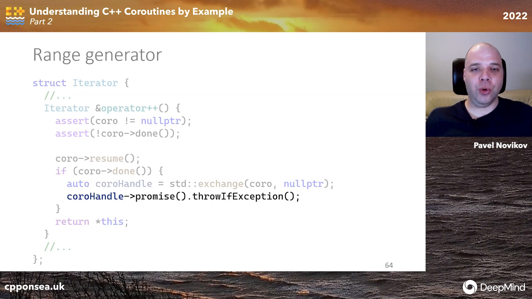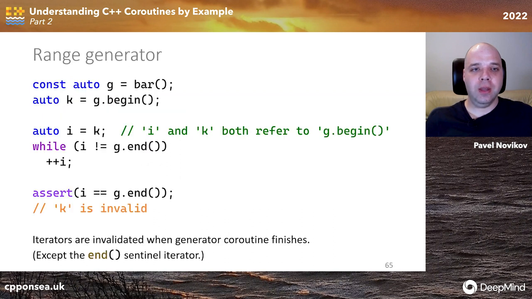and throw exception if we had one. And after that, we return the current instance. It may be still associated with the coroutine. Otherwise, it may become equal to the end iterator. And this implementation gives us this consequence.